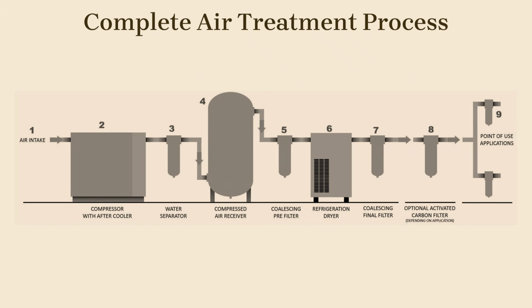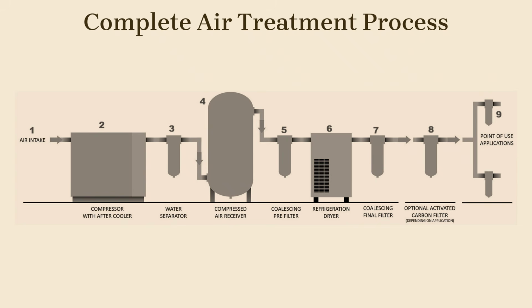3. Water separator. The water separator removes the condensed liquid water generated during cooling. This prevents excessive moisture from entering downstream equipment. 4. Compressed air receiver. The receiver tank stores compressed air and acts as a buffer for demand fluctuations. It also allows additional cooling and moisture settling before further treatment.